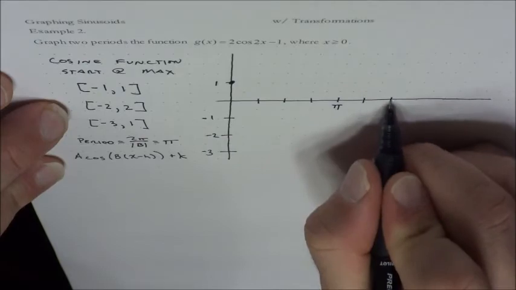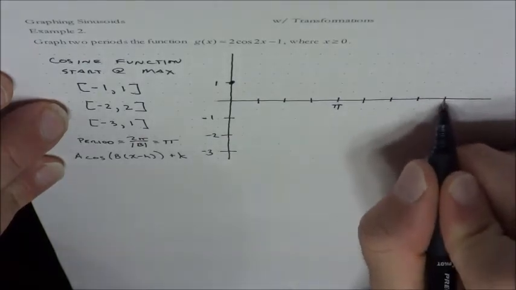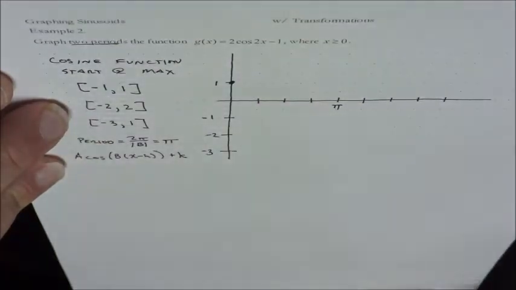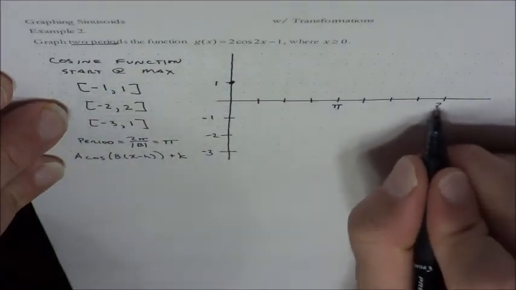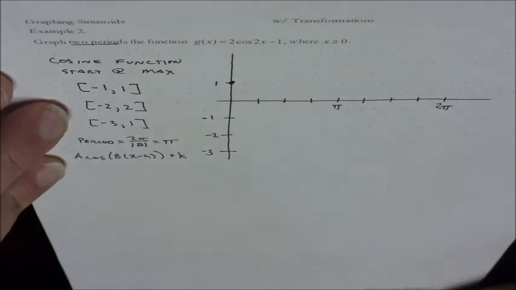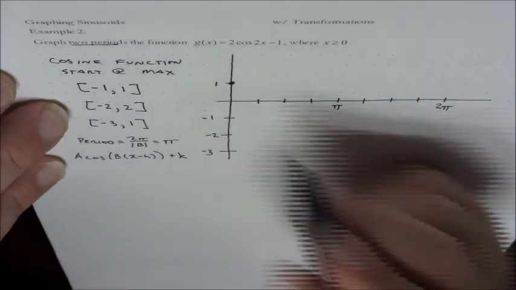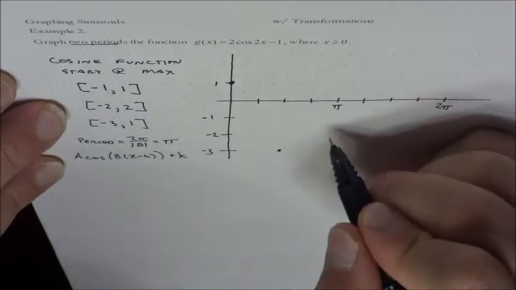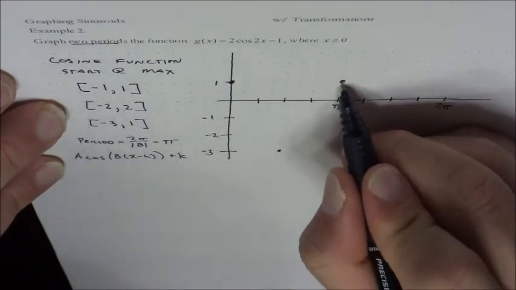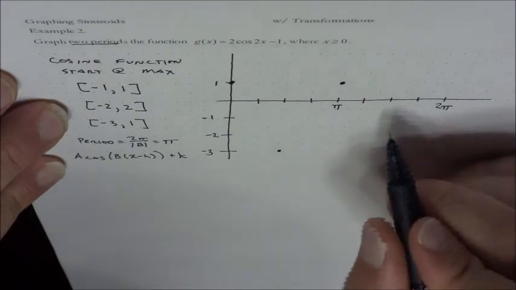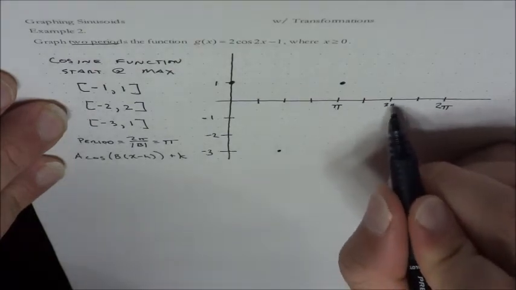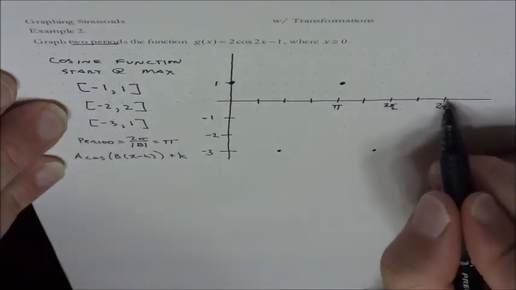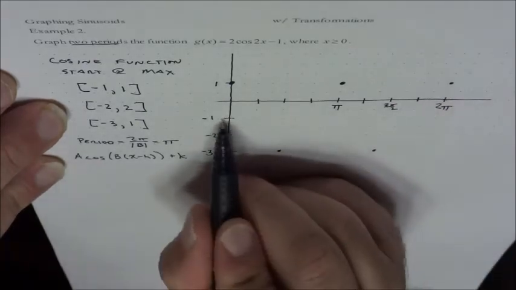Then we'll go 1, 2, 3, 4, and I'm making 2 periods because it tells me 2 periods. So then here I go to 2 pi. Okay, so at a maximum at the beginning, at the halfway mark of my period, I'm at a minimum, right? At the end of my period, I'm back at a maximum, right? Halfway, this would be 3 pi over 2. Halfway between my periods, I'm a minimum. At the end of my period, I'm a maximum, right?